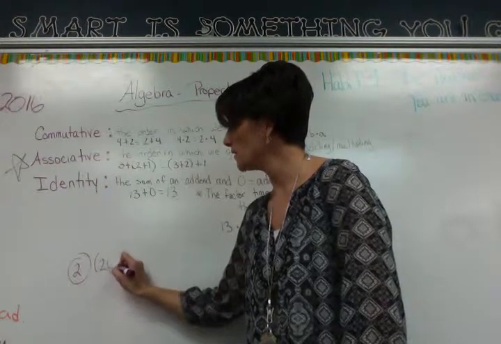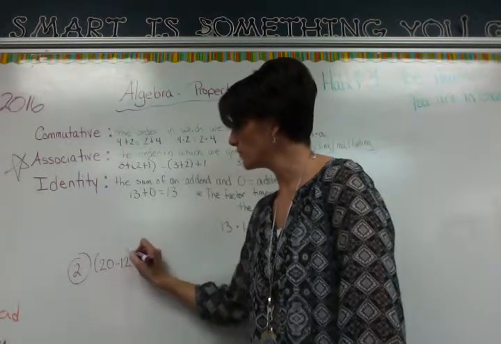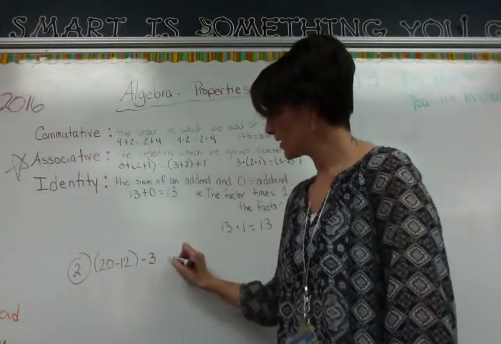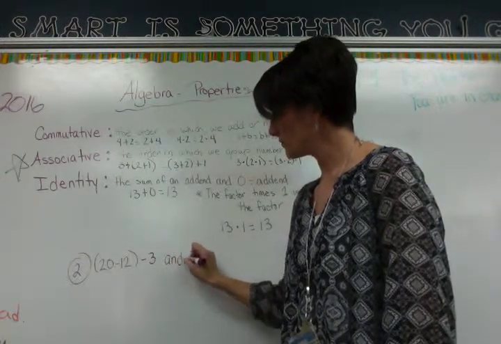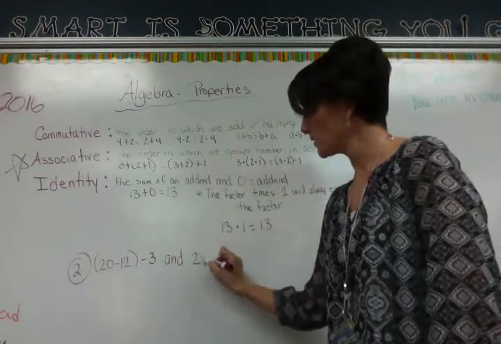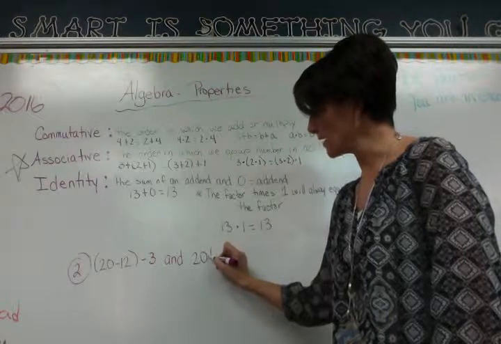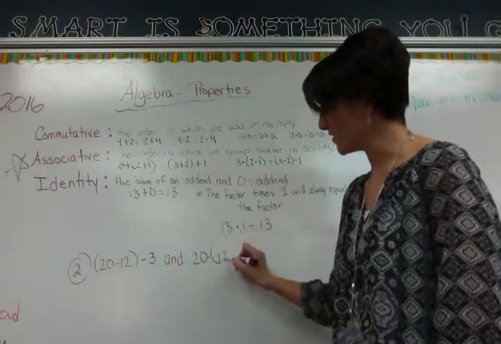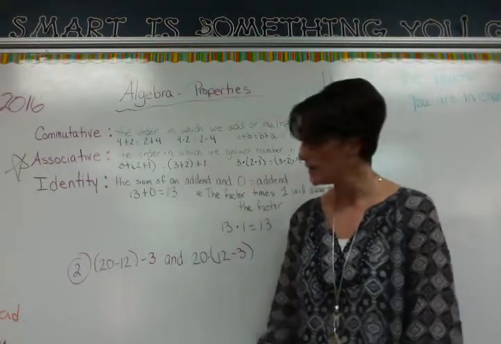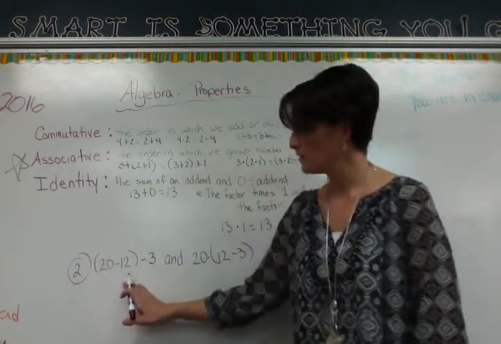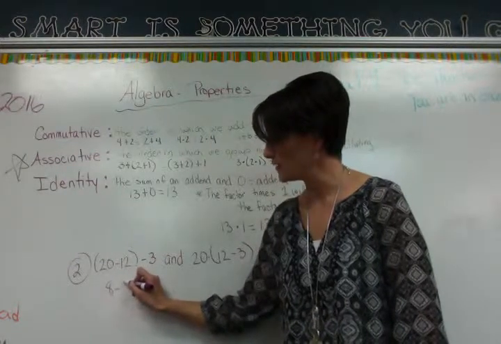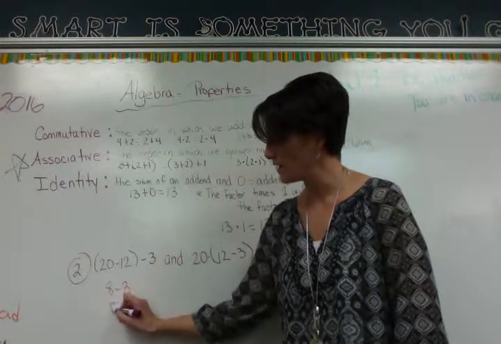It's 20 minus 12 minus 3, and 20 in parentheses, minus, in parentheses, 12 minus 3. So the first thing I'm going to do is go ahead and solve. So 20 minus 12 is 8, minus 3 would give me 5.